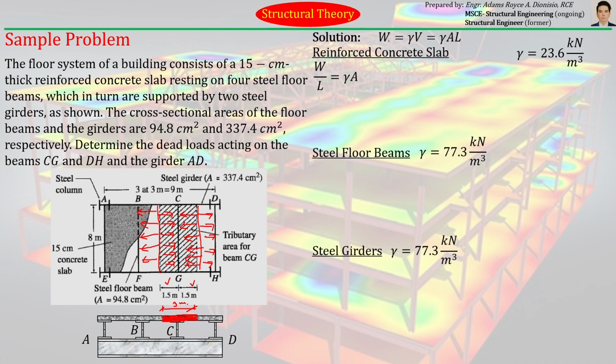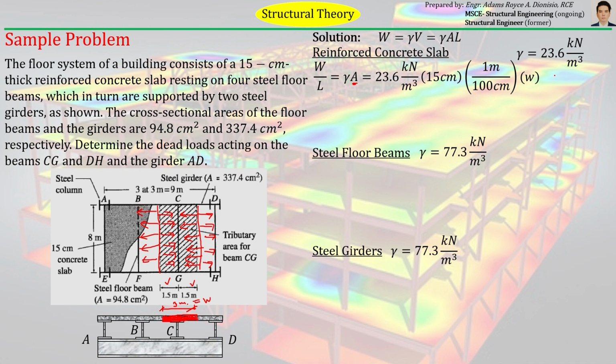So, that will be our cross-sectional area here. Although, for generality, instead of putting in a value of 3 meters right away, let me just call it double. Okay? That way, we keep general our computation of the load being transferred to beam CG from the concrete slab. So, the unit weight is 23.6.